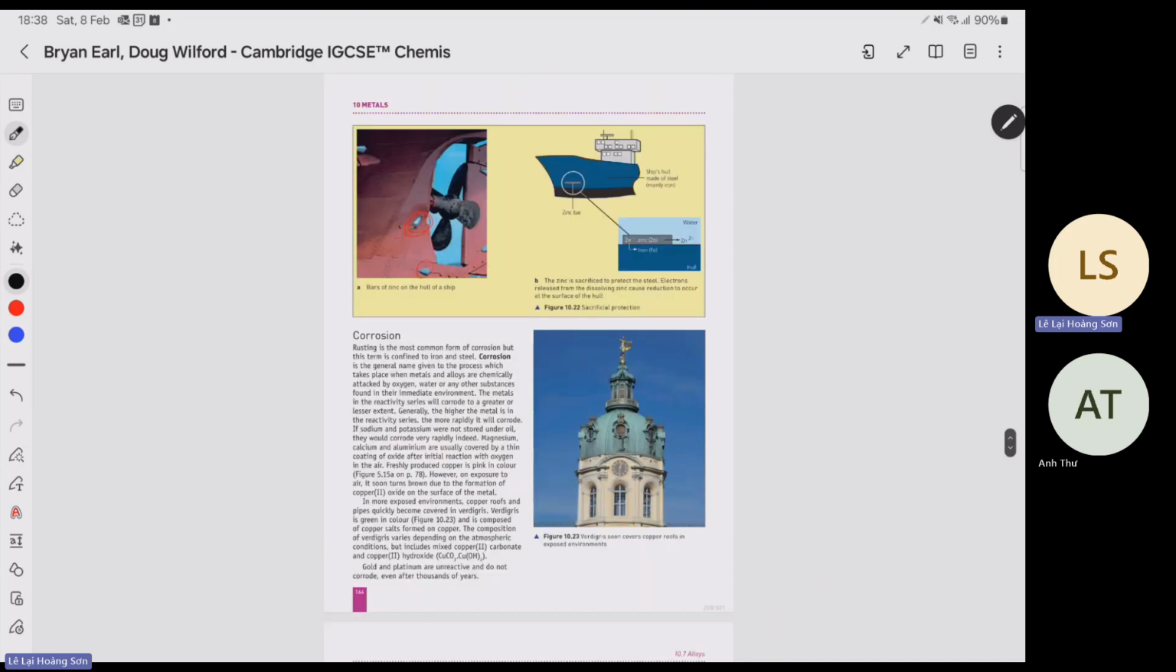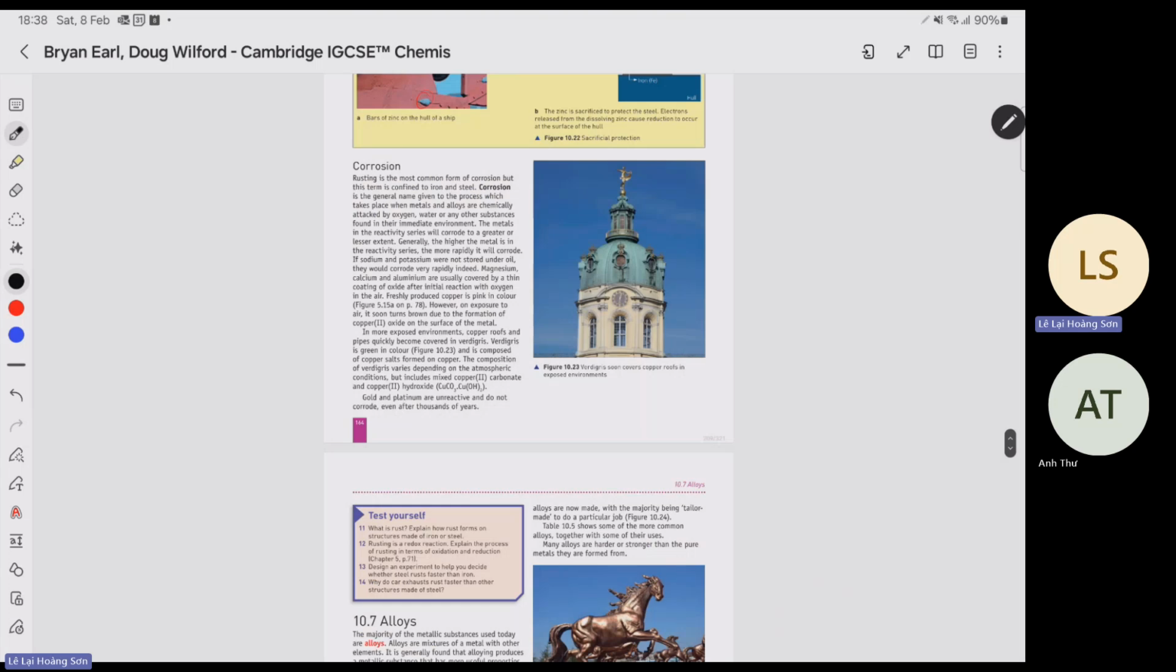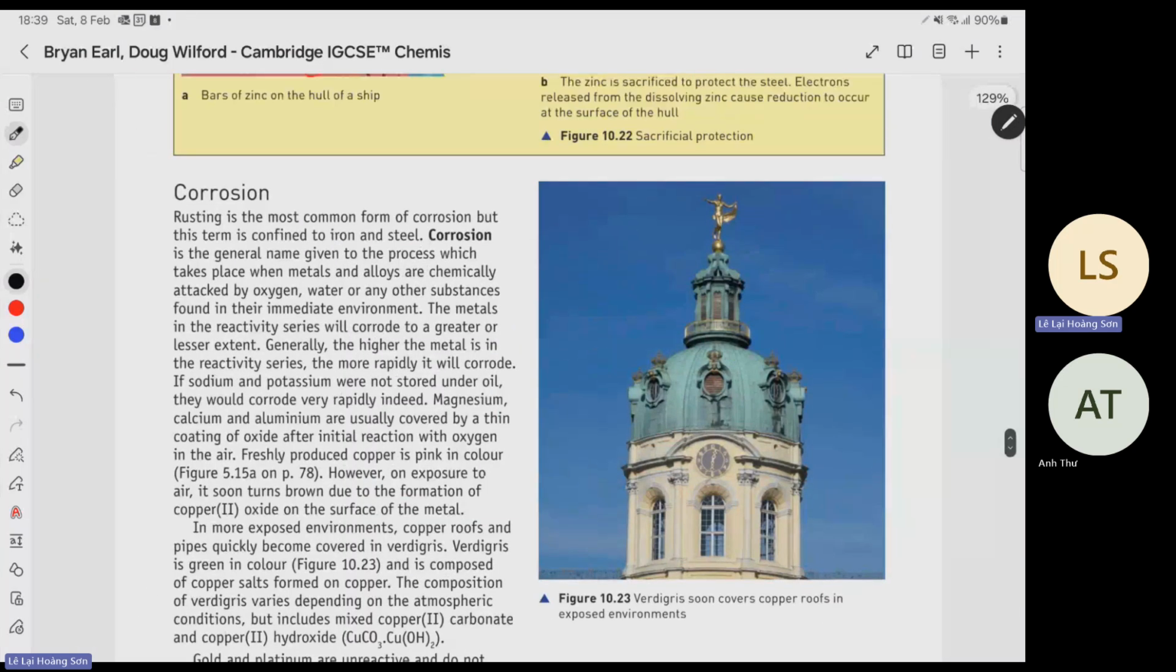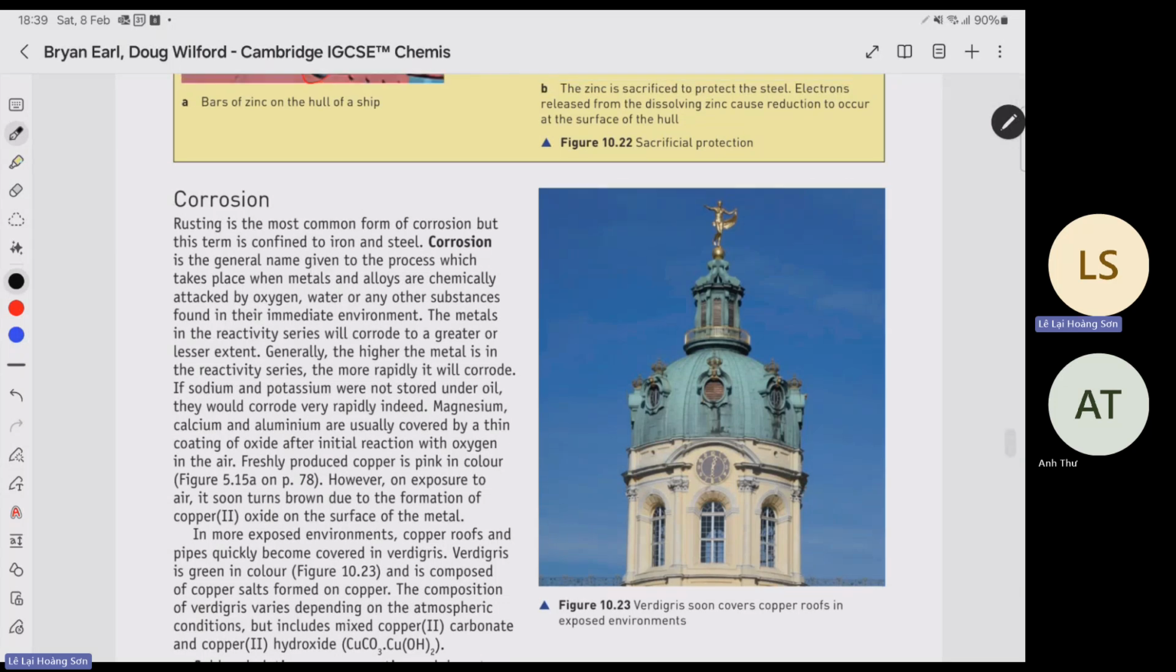Okay. All right, let's move on to another part, the corrosion part. So corrosion is basically the common term. Rusting is applied to iron essentially, but corrosion is the term that is applied to metals in general. So corrosion is the process when you have metals and alloys that are chemically attacked by oxygen, water, and many other substances like acid or something like that.